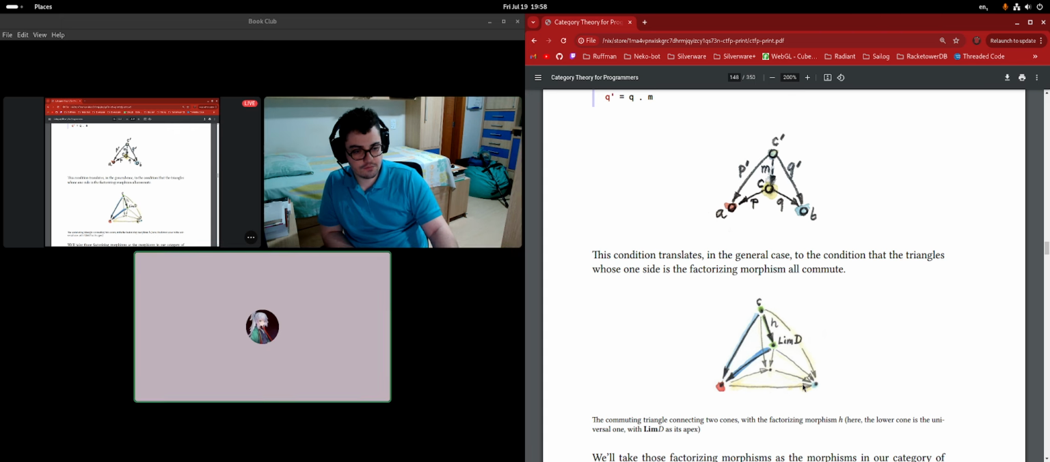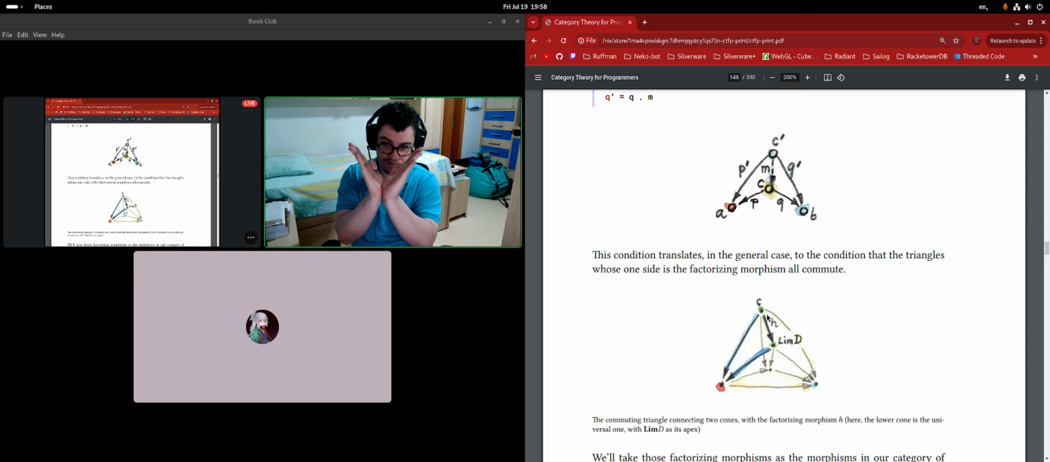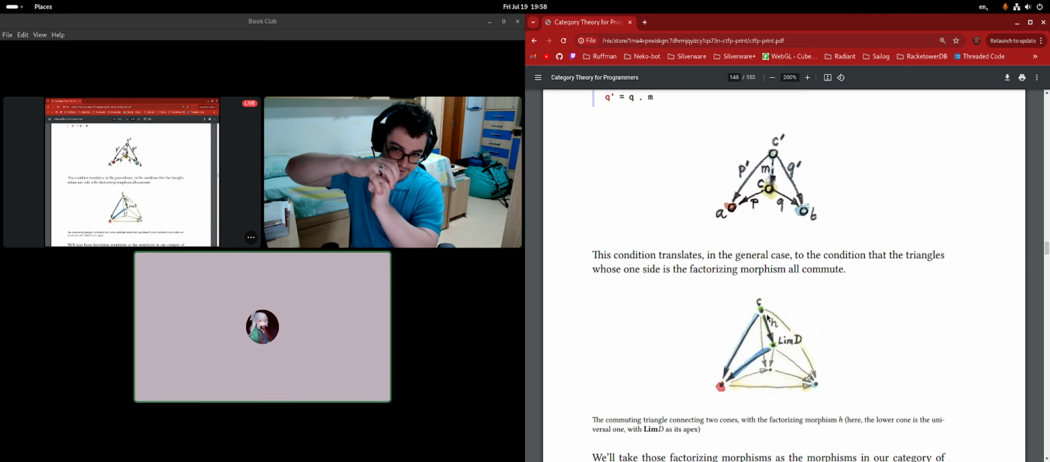Then you have the lim D that points to the object in the middle. That's, let's call it, the lower cone, right? And there's a higher cone above it, which is the one with the apex at C. So it's not like h is this, it's more like they are this. Yeah, they're kind of stacked on top of each other.